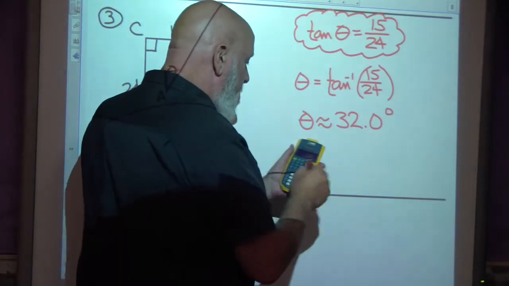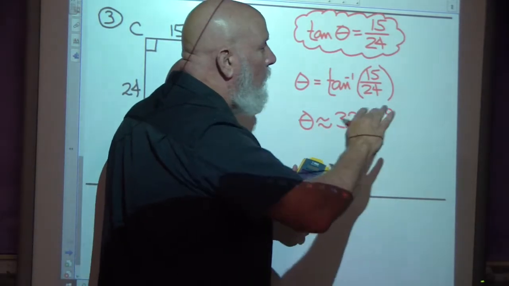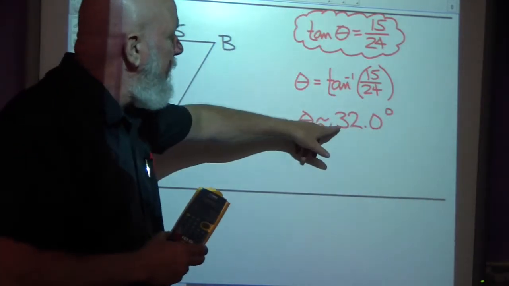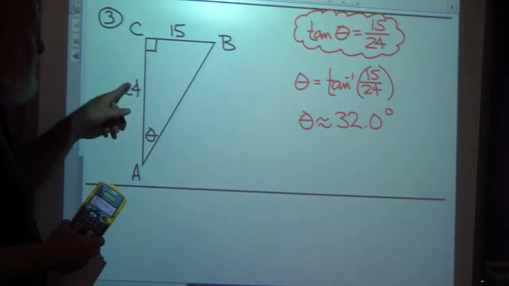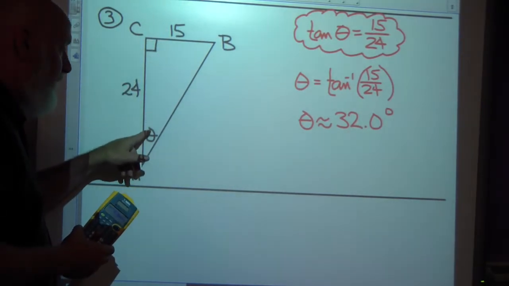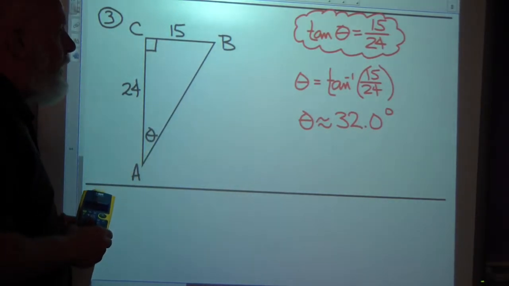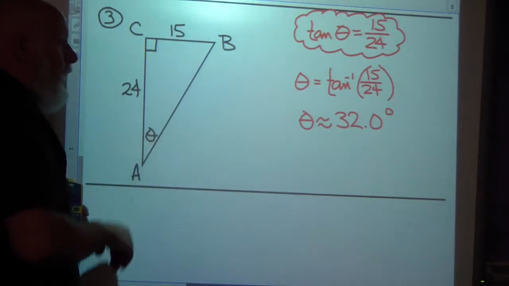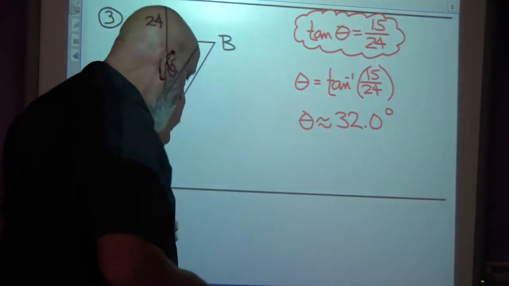It'll round to the nearest tenth. It goes 32.005831. It'll never repeat. It'll keep on going forever, but rounded to the nearest tenth. This angle is very close. If this is 24 and this is 15, this would be very close to 32 degrees. Now, none of these triangles that I've drawn up here are actually to scale, but they're close enough. So that's what we're doing.